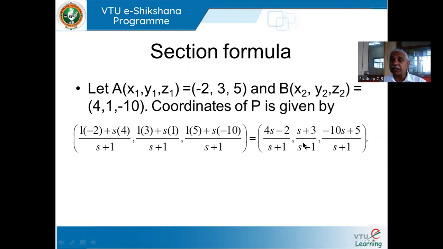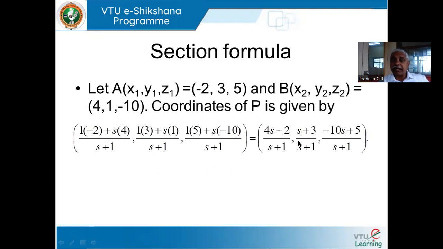P lies on the XY plane. That means the Z coordinate is 0. I know this because that's what I'm looking for. Till here, there is nothing to say P is on the XY plane. This is a point P which breaks AB in the ratio S is to 1. S could be anything. P could be anywhere on the line segment AB.